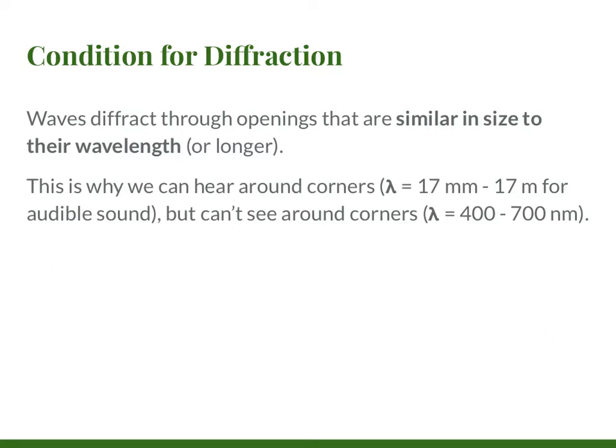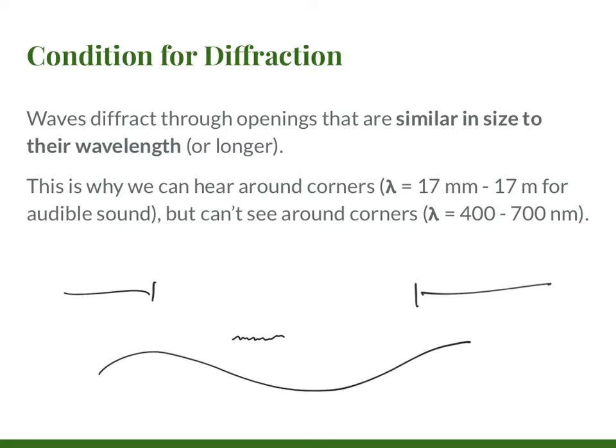So if you've got a giant opening, like this is your opening, say we'll make it a doorway. If you've got a little baby wave here with tiny little wavelength, it's not going to diffract through that opening. But if you've got a big wave, it can diffract through that opening, because its wavelength is similar in size to the gap, or the wavelength is longer.